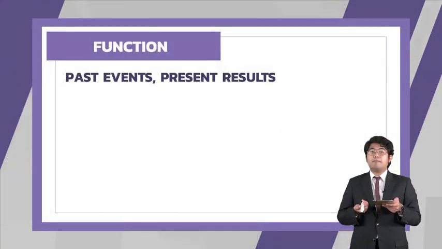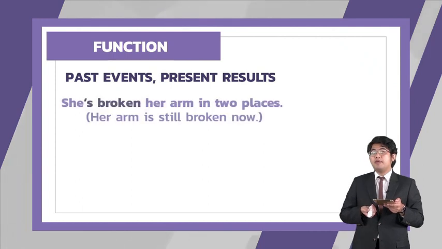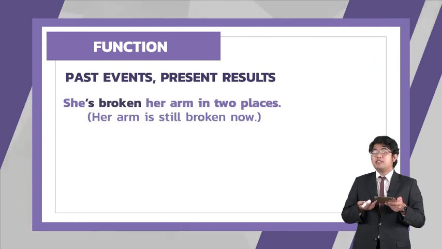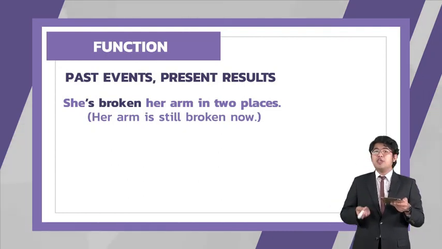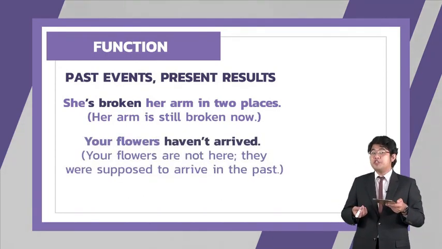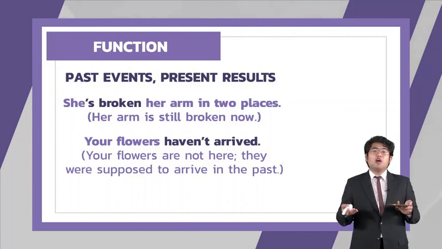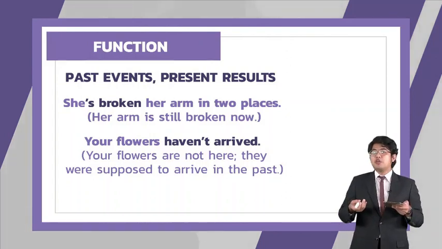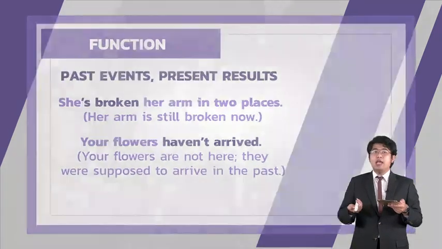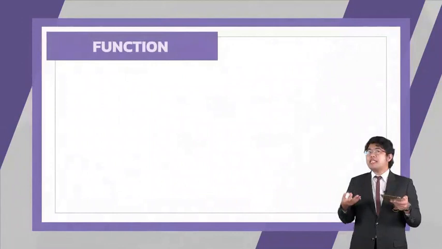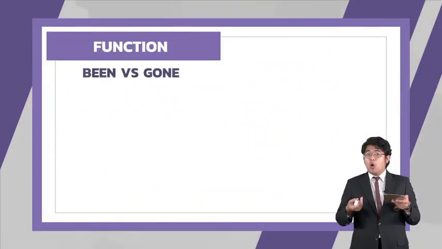Let's look at the example: she's broken her arm in 2 places. It means that her arm is still broken now. The second one is: your flowers haven't arrived. It means that your flowers aren't here; they were supposed to arrive in the past. Okay, clear? Next, let's discuss been and gone.